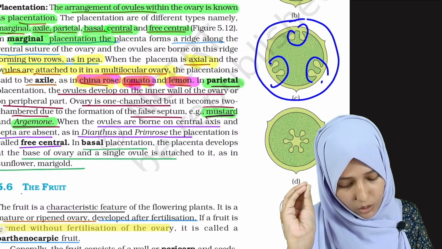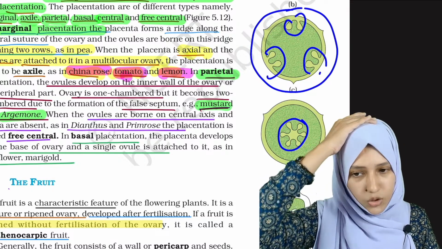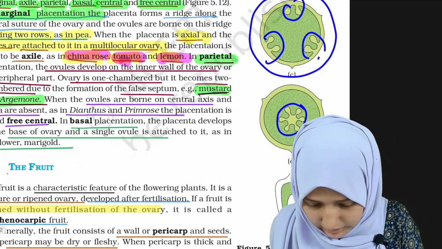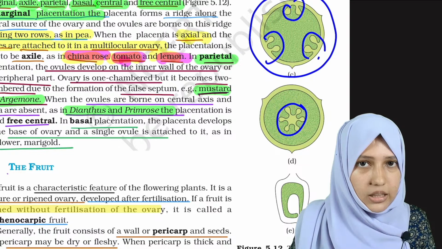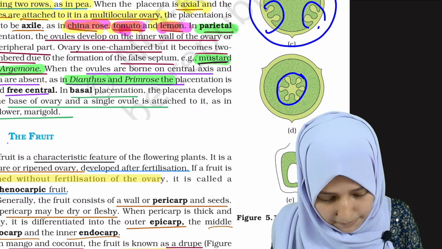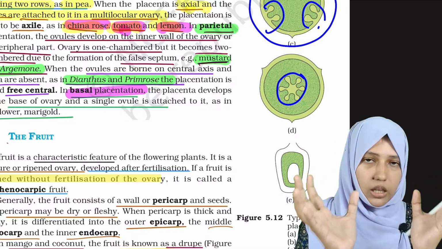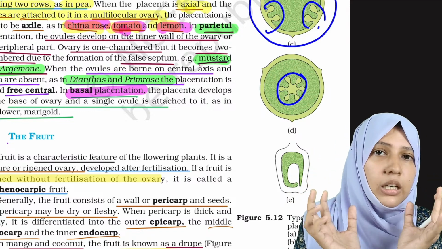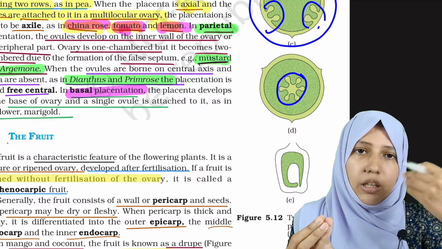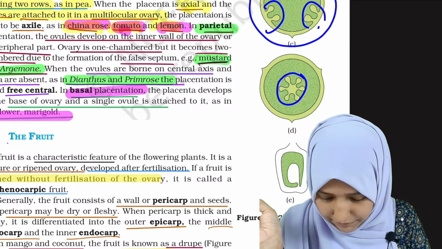Okay, and if the ovules are just present on the central axis, then it is known as central placentation. It is seen in dianthus and primrose. Okay, it is free central placentation. And basal placentation, this was a PYQ. Basal placentation, the placenta develops at the base of ovary. The enlarged basal part of the gynoecium is the ovary, right? So at the base of the ovary, if the ovules develop, then it is known as basal placentation. Clear? And basal placentation is seen in sunflower and marigold.